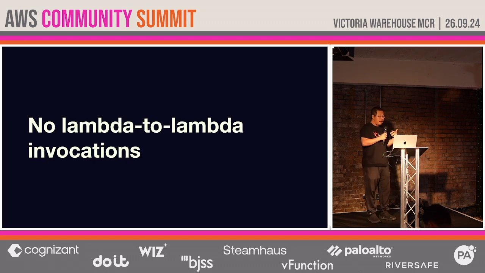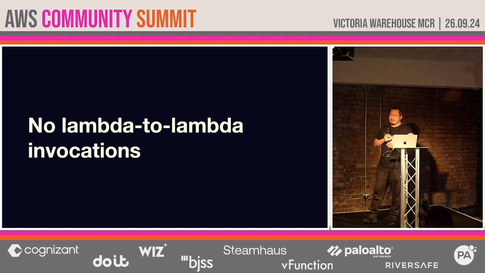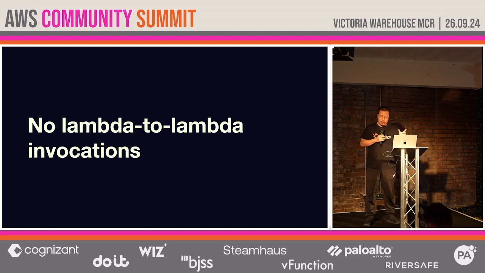And staying with Lambda, this is probably the number one cardinal sin I see people make when it comes to building their serverless architectures using Lambda functions: to have Lambda-to-Lambda invocations. Of course, there's more nuances to that, so we're going to spend a few minutes on this.